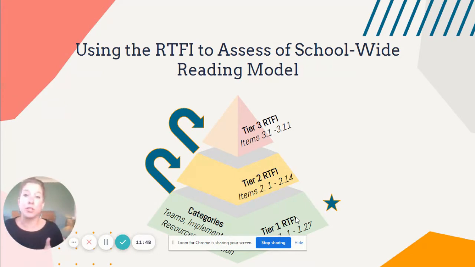Like Katie had mentioned, all students are tier 1 students first, and you can't intervene your way out of a problem that might be rooted in tier 1 system issues. So we're going to start with tier 1 always. We're going to do the tier 1 RTFI first to assess what we're doing for all students. We're going to look at teams, implementation, resources, and evaluation in all 3 of those tiers eventually, but for now, we're just going to focus on that tier 1 instruction and system.